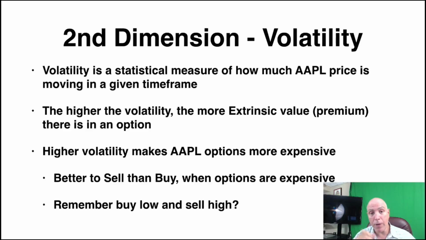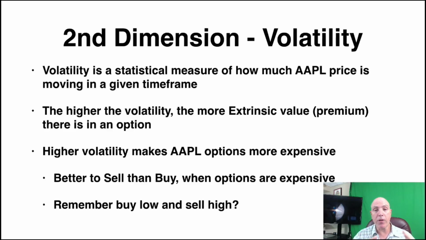Now, the interesting thing about volatility is that it has a direct correlation to the pricing of options. And so the higher the volatility, the more extrinsic value there is in the option. Now, extrinsic value means premium. Remember, I talked about premium in the first video. That is the extra price that's added on to an option for the right to be able to exercise those rights in the option. And that premium goes to the seller of the option.